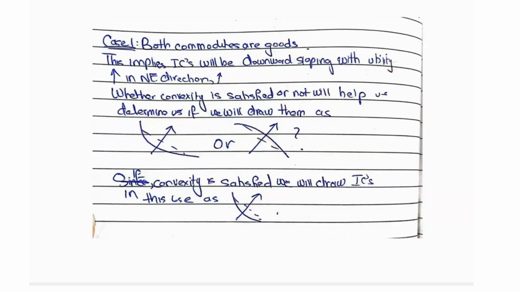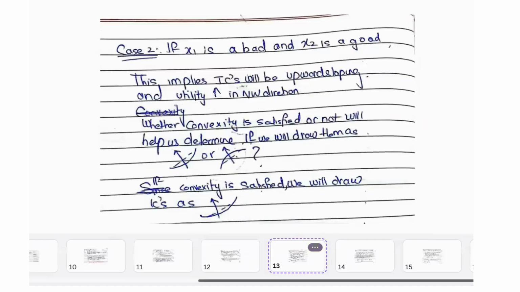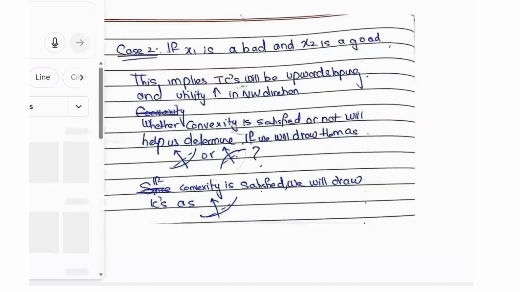Let's look at case 2. Case 2 is what if x1 is a bad and x2 is a good? Again, we have looked in detail in the monotonicity part that this would imply ICs will be upward sloping and utility increases in the northwest direction. Now we know the IC is upward sloping and utility increases in the northwest direction, but convexity will help us determine whether you should make it like this or like this, because both are upward sloping and in both cases utility increases in the northwest direction.